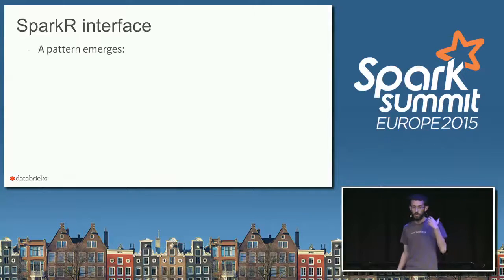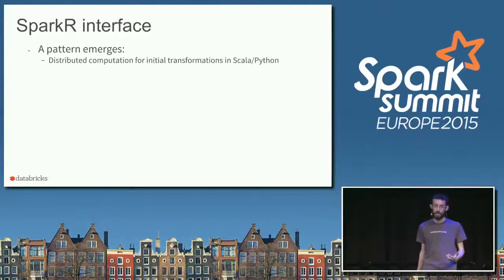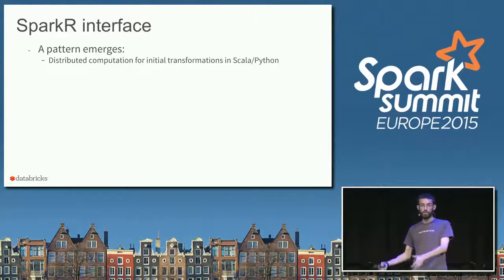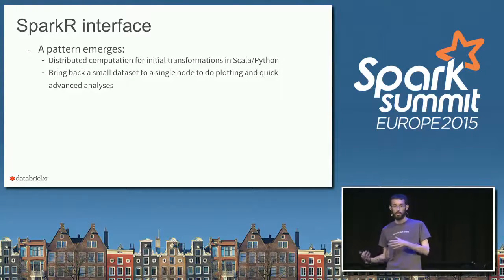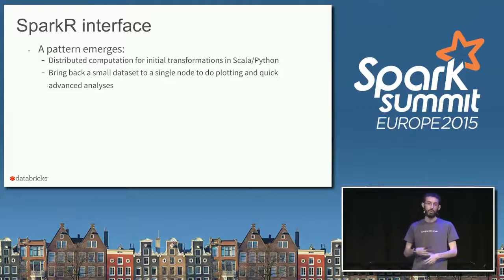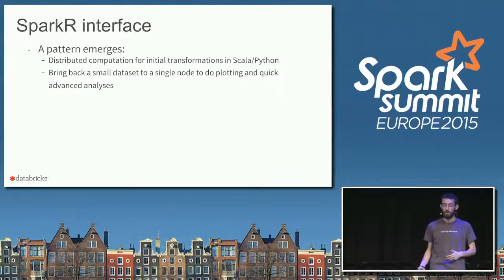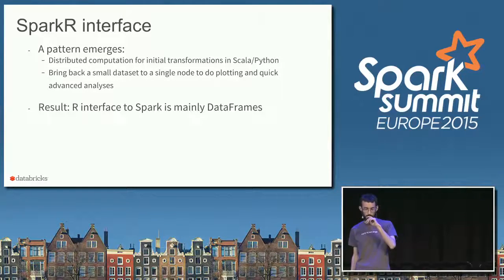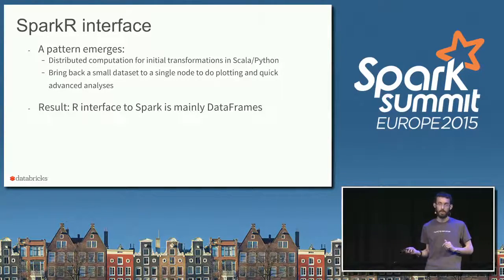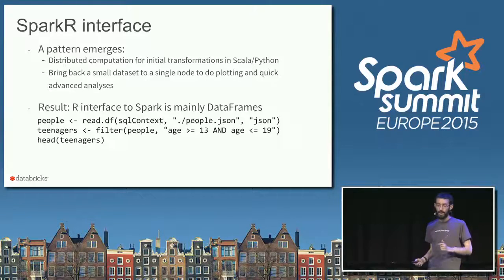And so we've seen a pattern emerging, which is to do the distributed computation initially, so do some transformations in Scala and Python. And then you bring back a smaller data set, on the order of megabytes or maybe a few gigabytes, to a single node to do quick plotting and analyses in R. And so the result is that today the SparkR interface, the interface to R from Spark, or maybe the other way around, is data frames.